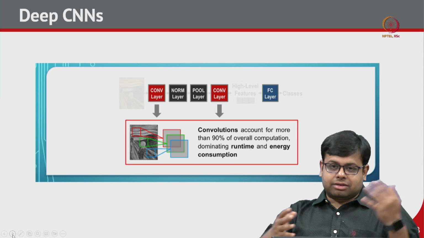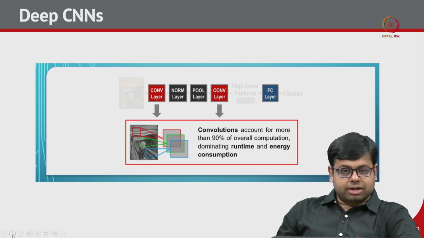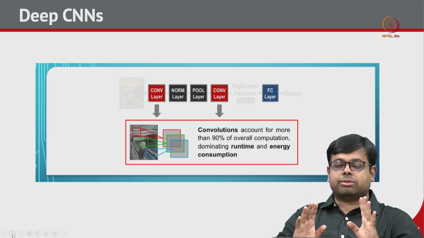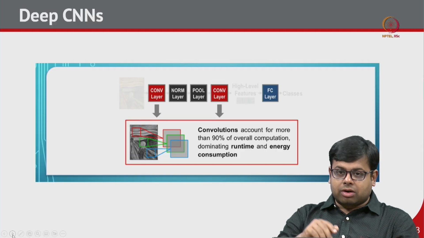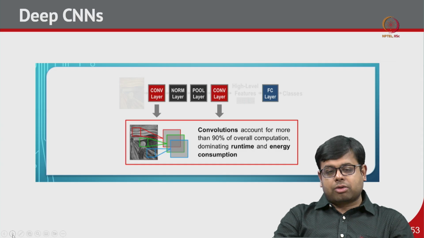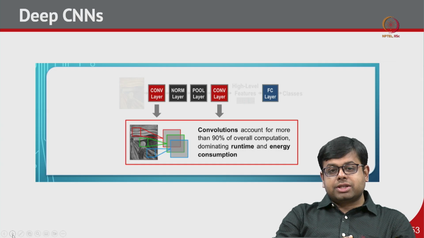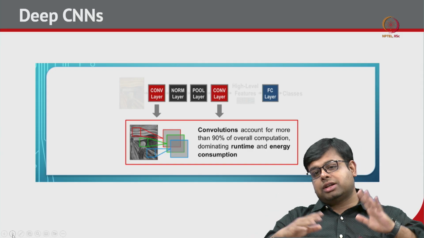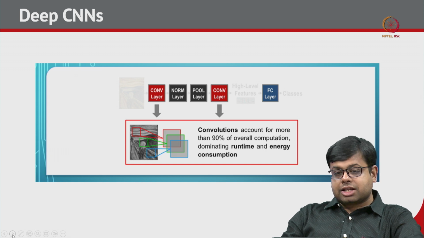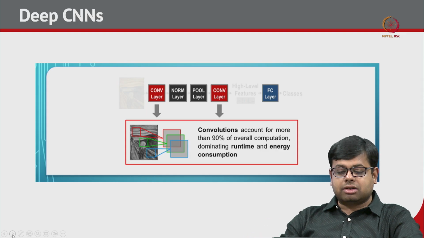Now let us again talk about computing. Remember, whenever we talk about this convolutional neural network, we have to compute something. There are some arithmetic operations going on: multiplications, additions, division, exponential, some arithmetic or algebraic operation. Now it has been seen that convolution accounts for more than 90% of the overall computation. So let us say there are a total of 10,000 floating point operations happening in the whole CNN. It has been seen that out of 10,000, 9,000 operations actually come from the convolutional operation.